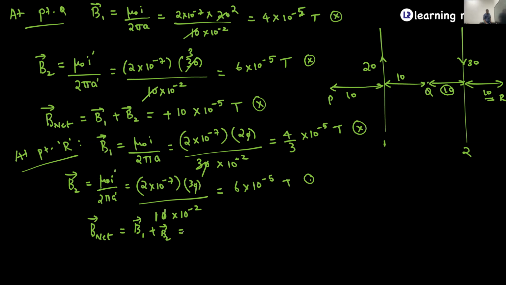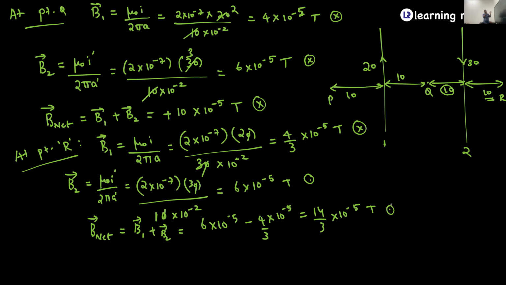So how much is that? If I take the outward direction to be positive, it is 6 into 10 power minus 5 minus 4 by 3 into 10 power minus 5. So you will get 18 minus 4, which is going to be 14 by 3 into 10 power minus 5 Tesla. Since I got a positive value, and I took outward to be positive, the resultant magnetic field in this case is going to be out of the plane.